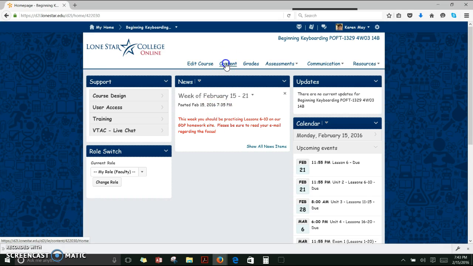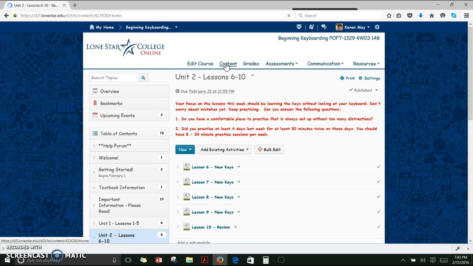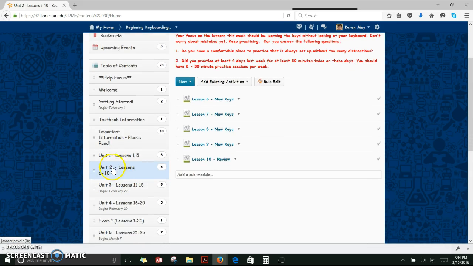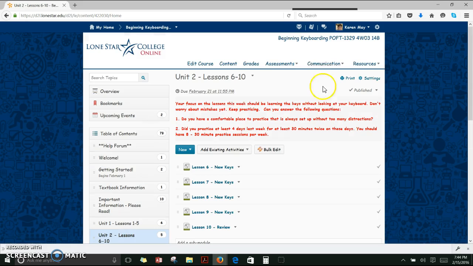If you click on Content, and down the left side on your table of contents, this week we're in Unit 2, Lessons 6 through 10. Be sure and read the information that I provided, and I provided this in an email as well, that your focus on the lessons this week should be learning the keys without looking at your keyboard. Don't worry about mistakes yet. We'll start counting off for mistakes next week.